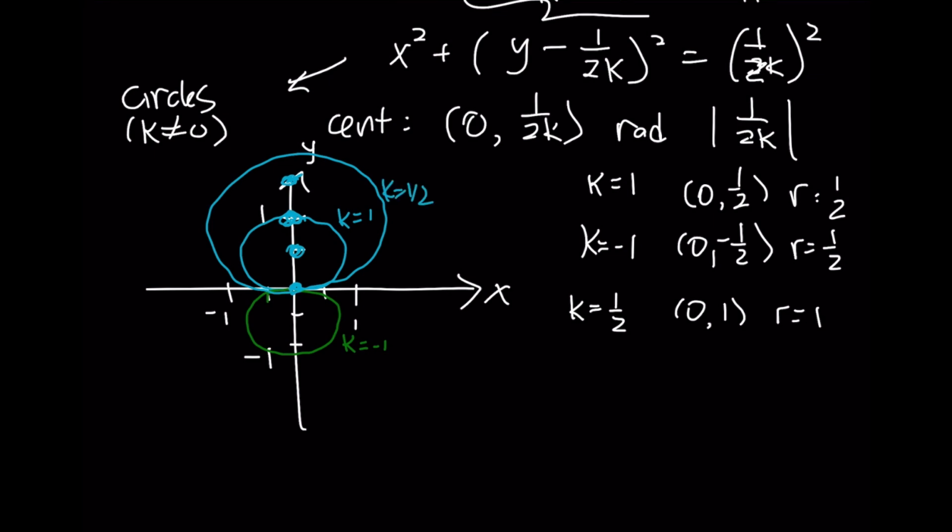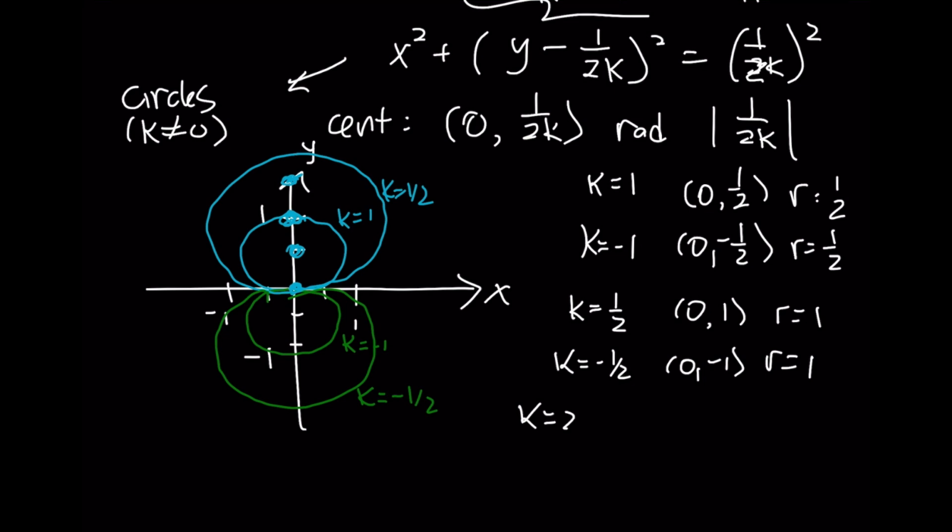If I were to do the same thing for negative 1/2, I would have this as my result, and it would be a similar picture. I'd have a larger circle. K is equal to 2. I'd be at 0, 1/4 with the radius of a half. So I'd have a smaller circle inside there. And the same thing would happen if I were to pick k as negative 2. I'd have a smaller circle in there. So this is a contour map of this particular function.